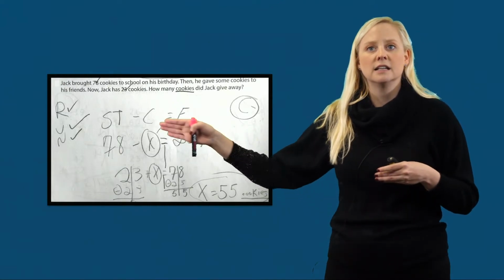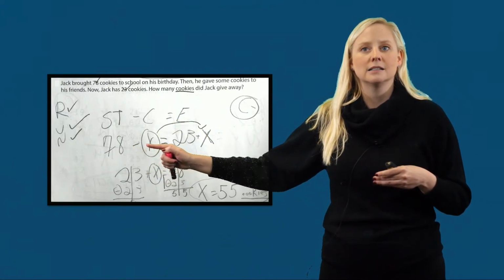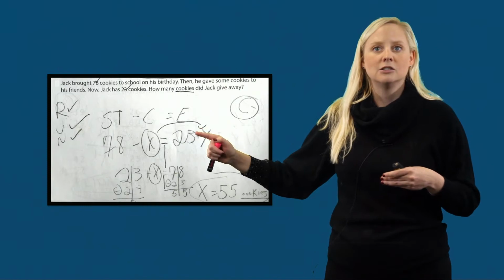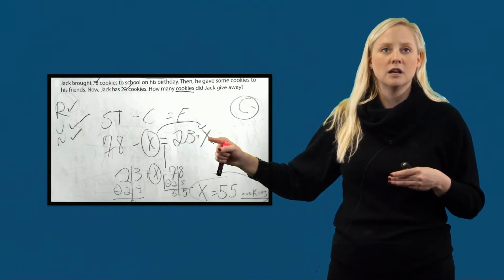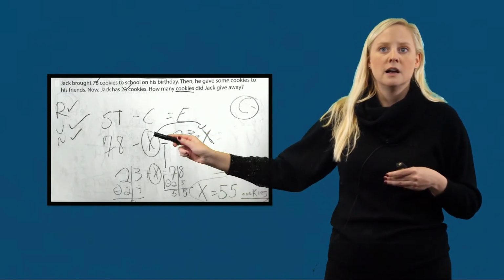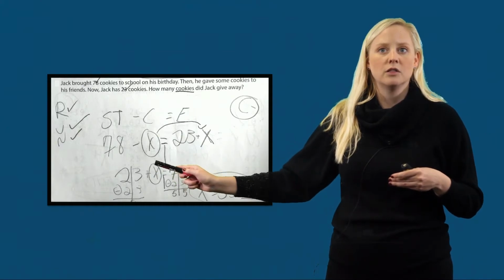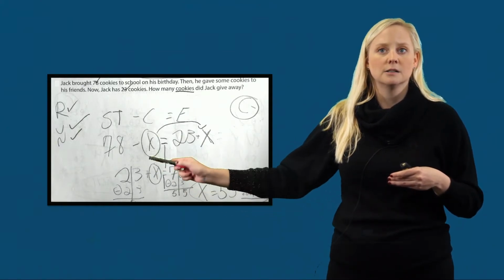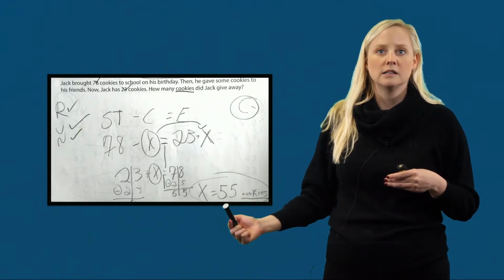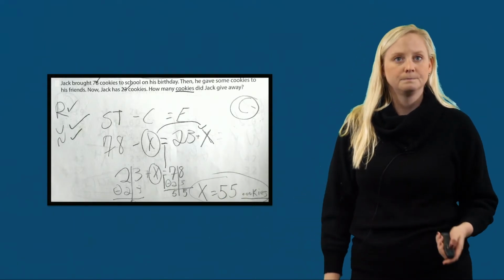Then the student isolated the X. Because there was a minus X, the student knew that he or she had to move this to the other side and put a plus X. And then the student rewrote the equation. 23 plus X is the same as 78. Subtracted 23 from both sides for a correct answer with a number and a label.